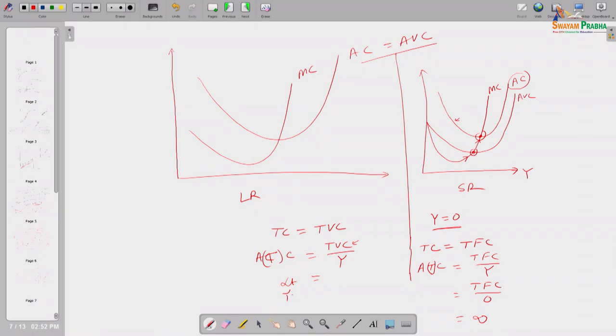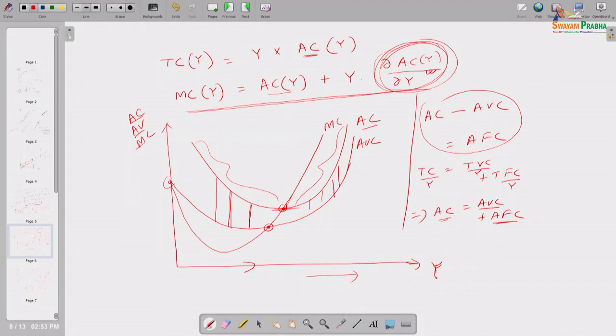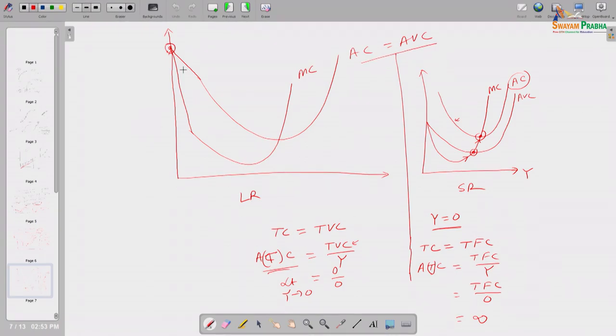So it is a limiting case: as y tends to 0, average total cost is basically 0 by 0. If you apply L'Hopital rule, you will see that the average total cost curve will hit somewhere on the vertical axis, and the marginal cost curve will start from the same point. Exactly the kind of relationship we had for average variable cost and marginal cost curves in the short run. Exactly the same sort of relationship will be there for the long run diagram, the average cost and marginal cost curves, because here average cost and average variable cost are the same in the long run. This is one thing.